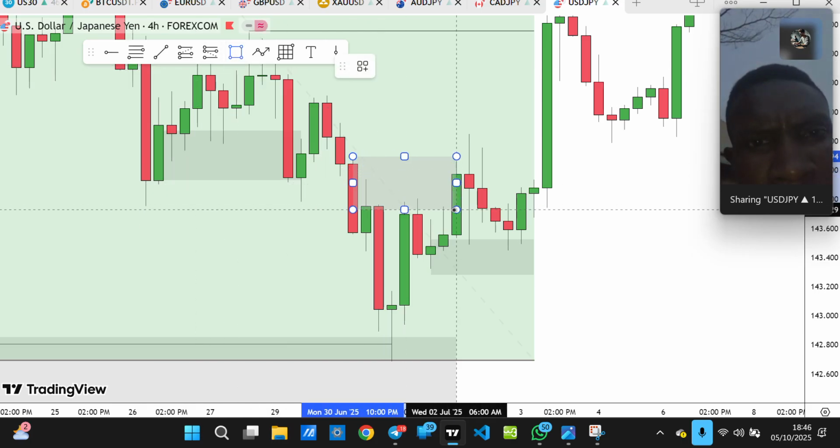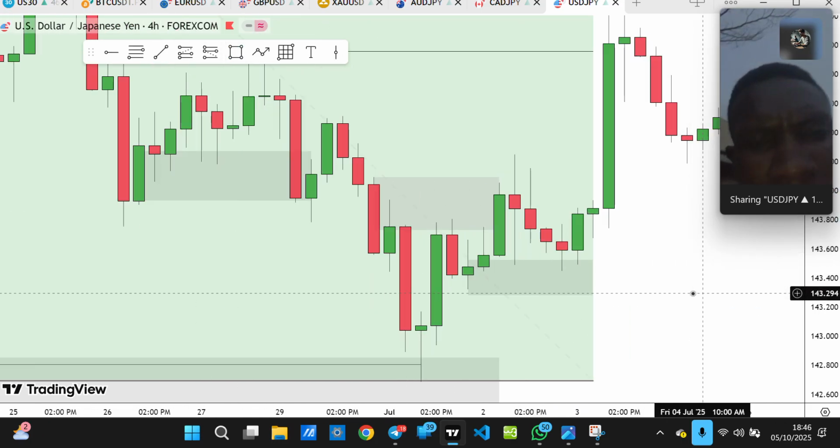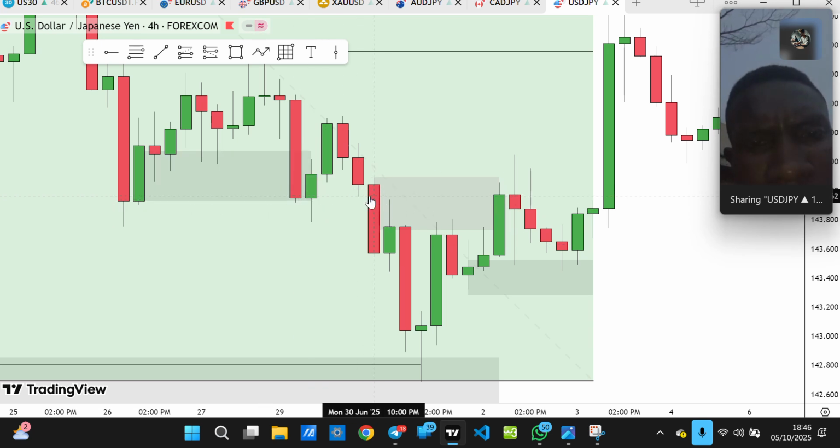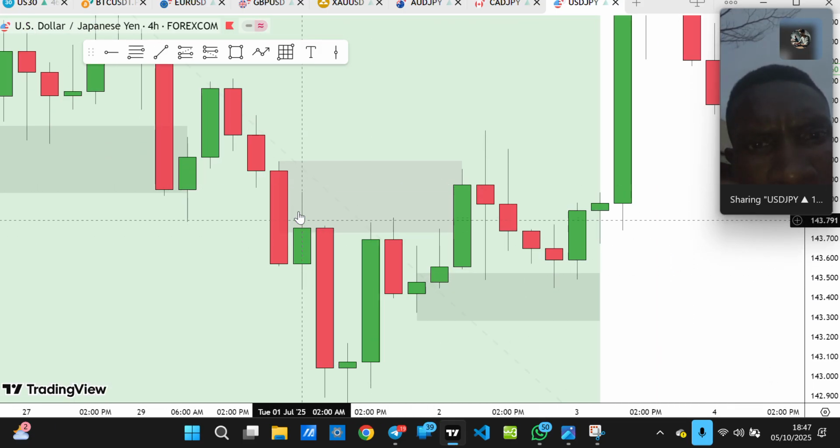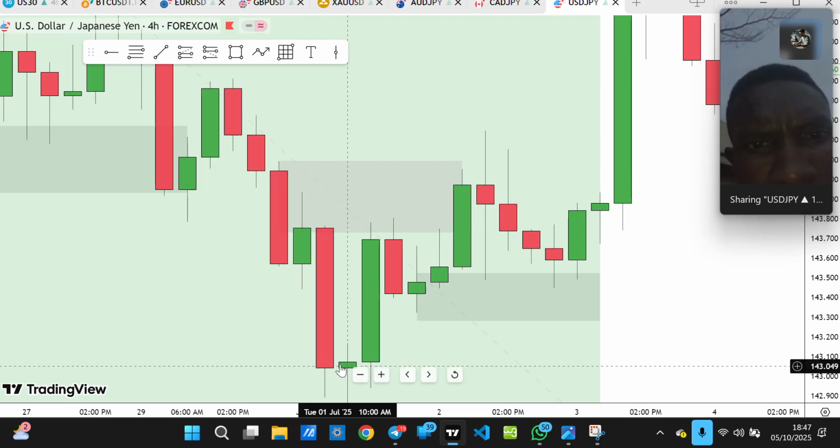You see all of the mitigation. So this candle was the one that was being mitigated. There was supply on this candle. So price was now mitigating it. Mitigated it the first time. Came down, and that was when it tapped into this demand.